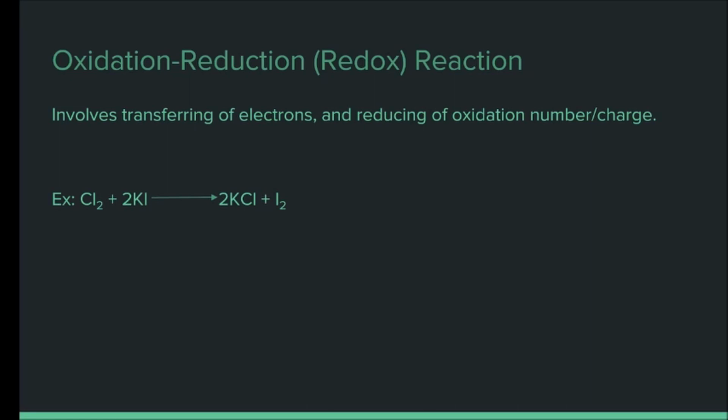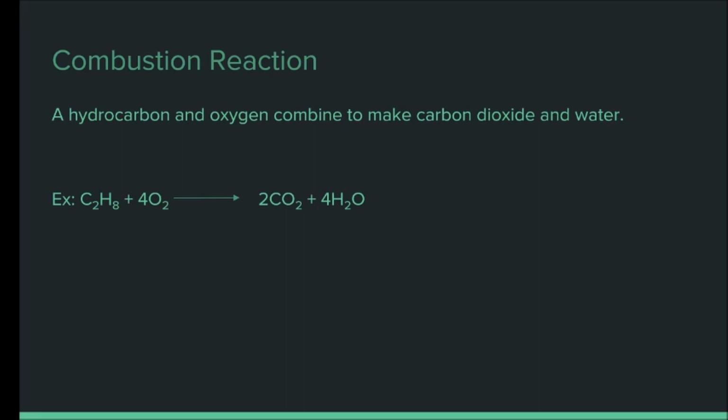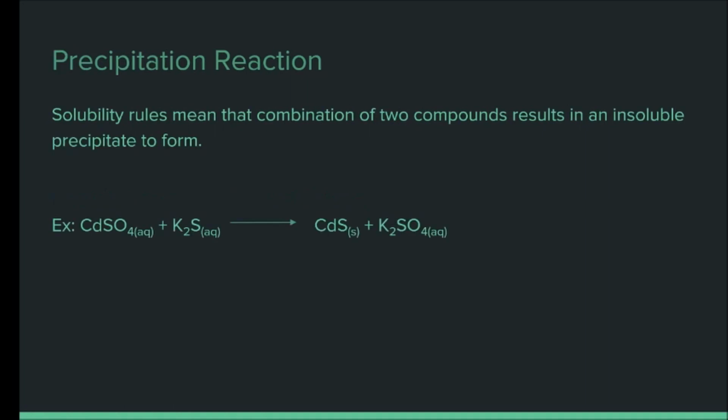Combustion reaction in the scope of the AP test involves a hydrocarbon reacting with oxygen to form carbon dioxide and water. A precipitation reaction is one in which the solubility rules are taken into account to see whether or not a precipitate will form from a solution of otherwise aqueous compounds. So now we're going to go through the more complicated parts of chemical reactions. The most basic problems you'll get involve literally just balancing them.